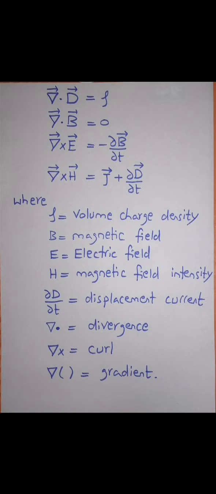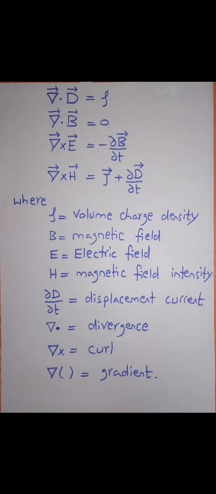So rho is the volume charge density, and in equation 2, B symbolizes the magnetic field, and in equation 4, H is the magnetic field intensity. It tells the intensity of the magnetic field. In equation 3, E is the electric field, and in equation 4, J is the current density. Now what is current density? Current density is the current passing per unit area, such that I divided by A.